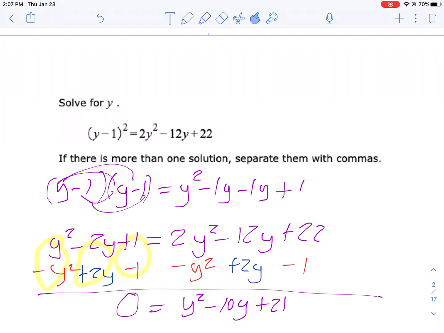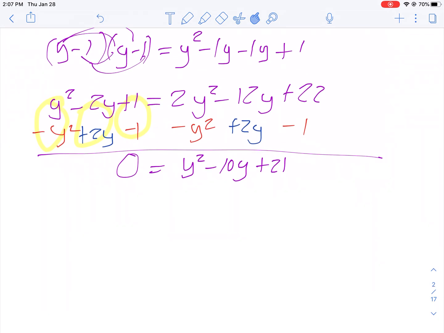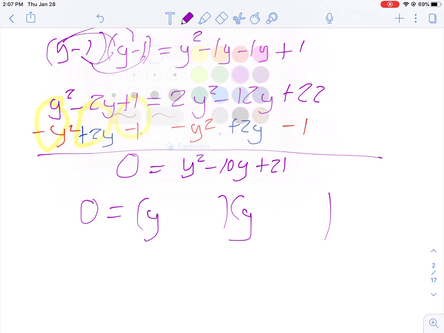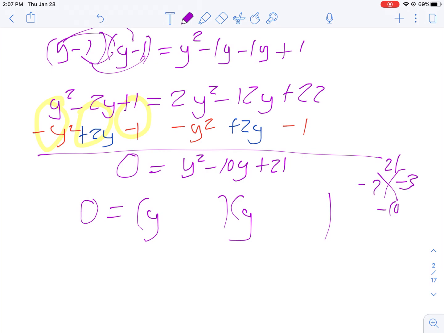Now you could solve this by completing the square or by factoring it. Factoring is shorter if you can factor it. So let's try to factor it. So I have 0 equals, I'm going to make 2 parentheses. I know y and y goes here. And then I need two numbers that multiply to positive 21 but add to a negative 10. What two numbers do that? Well, that'd be negative 7 and negative 3, wouldn't it? Because 7 times 3 is 21. Negative 7 plus negative 3 is negative 10. So I'll say (y minus 7)(y minus 3).